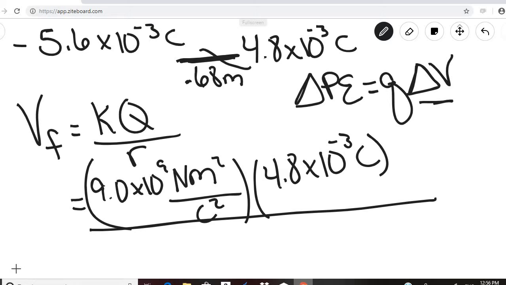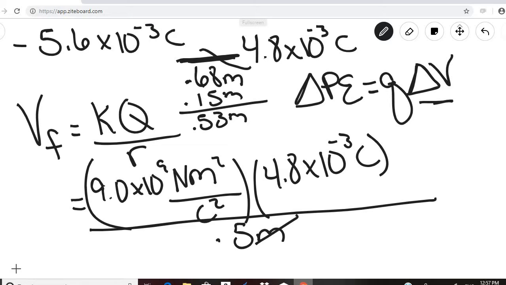Okay, so we said that R started out at 0.68, but then it said it was going to move 15 centimeters or 0.15 meters toward the stationary charge. If it's moving toward, then they're going to be closer together. So we're going to subtract 0.15 meters, and we will get 0.53 meters. So the new radius will be 0.53 meters.